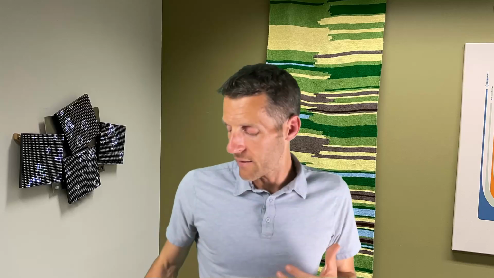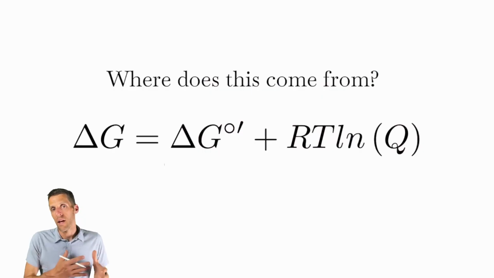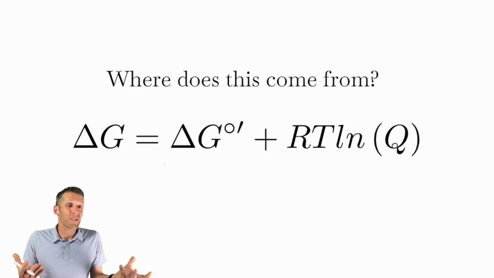In this video, I'd like to look at one of the more important equations in biochemistry, but also one of the more confusing. And the equation is this one, that delta G equals delta G naught prime plus RT log of Q. Where does this come from?